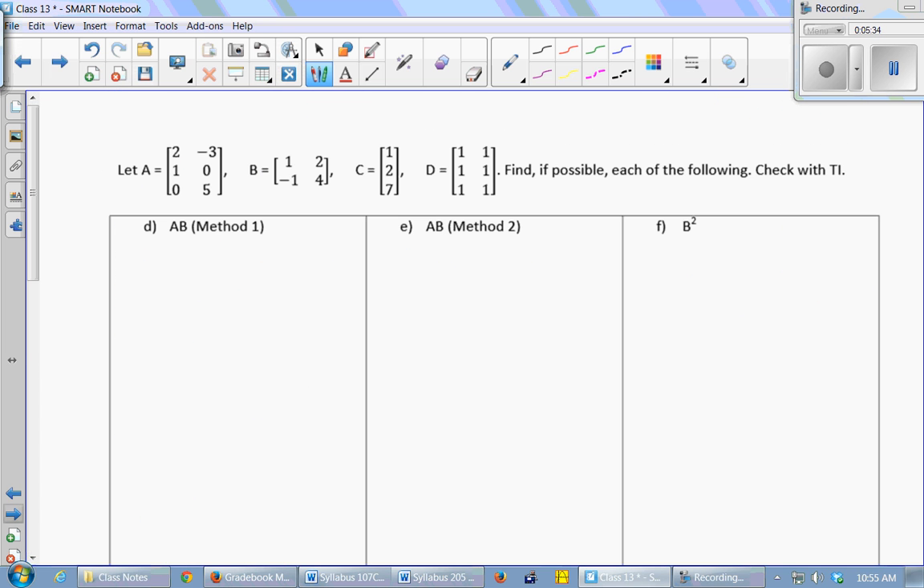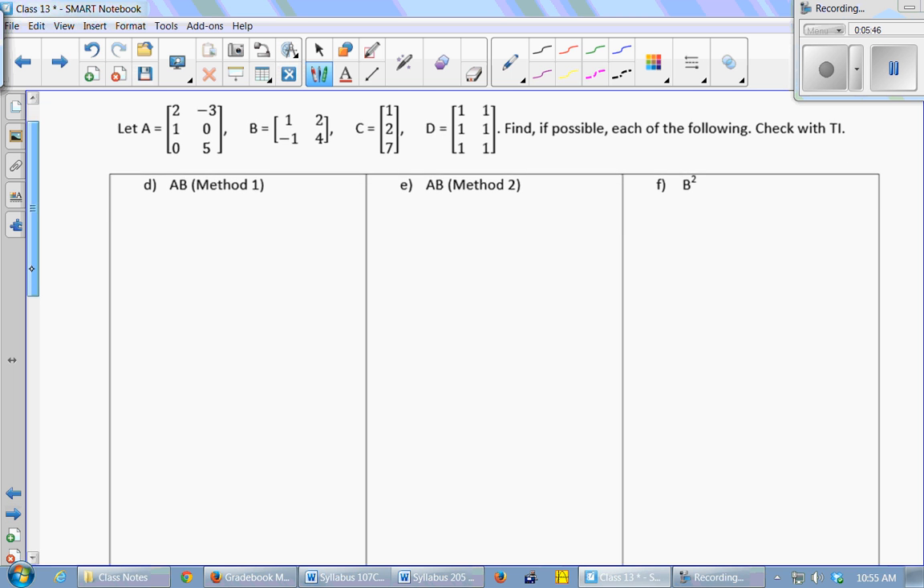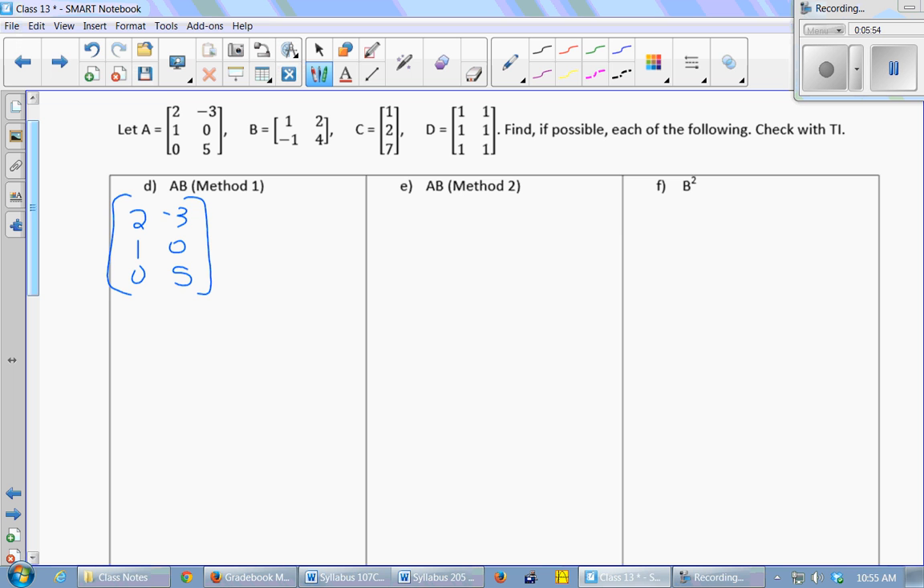Okay, so I'm going to multiply matrices. This is new, and it's an expansion of multiplying by a vector, which we've done. The book gives 2 methods. We'll do this 2 ways. If I want to multiply A times B, A is 2, 1, 0, -3, 0, 5, times B, which is a 2 by 2, 1, 2, -1, 4.